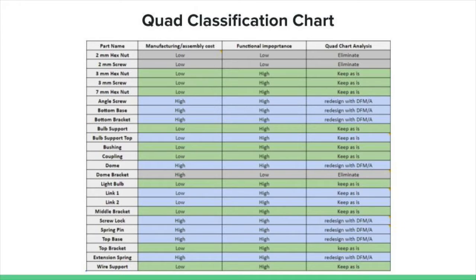This is a quad chart classification that was used to guide the redesign of our product. As you can see, the manufacturing or assembly costs and functional importance of the parts are either rated as high or low. Depending on these factors, we get our results. One important thing to notice is that things such as links may be classified as keep, but we redesigned it in order to improve or eliminate other parts.